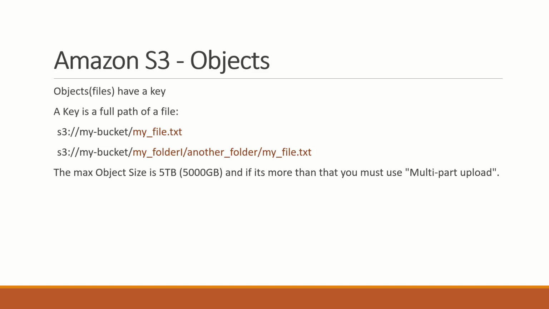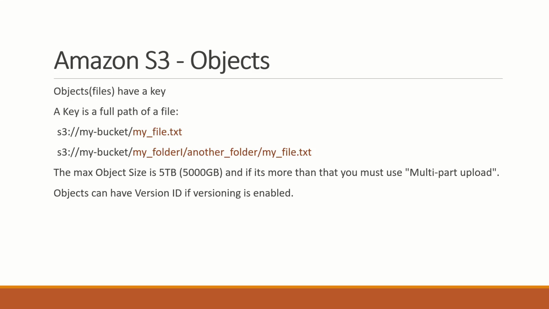And when it exceeds this object size, you cannot upload. So if you want to upload a file that has more than 5,000 gigabytes or 5 terabytes, you need to have a multi-part upload. Objects can have a version ID if versioning is enabled.